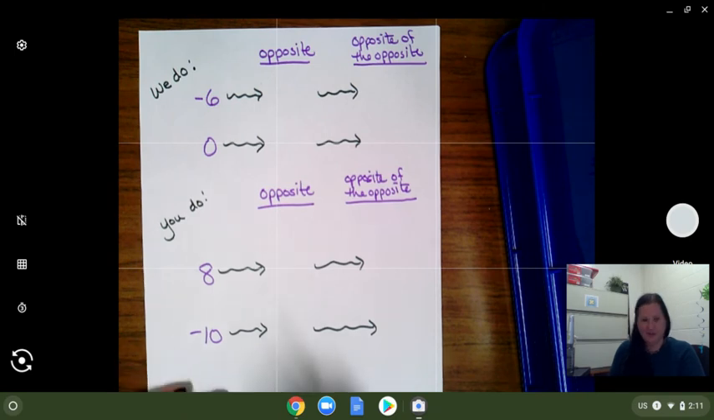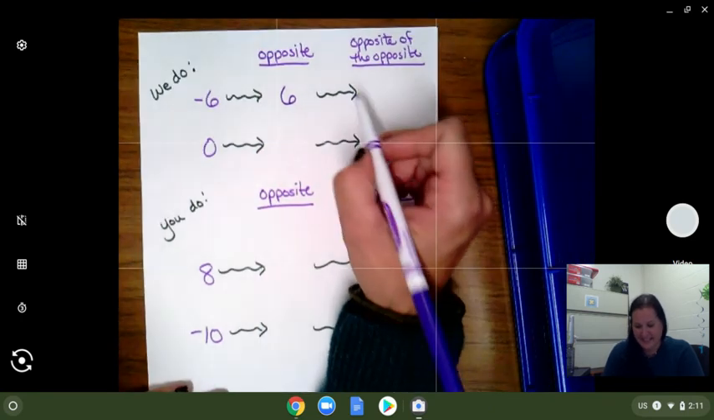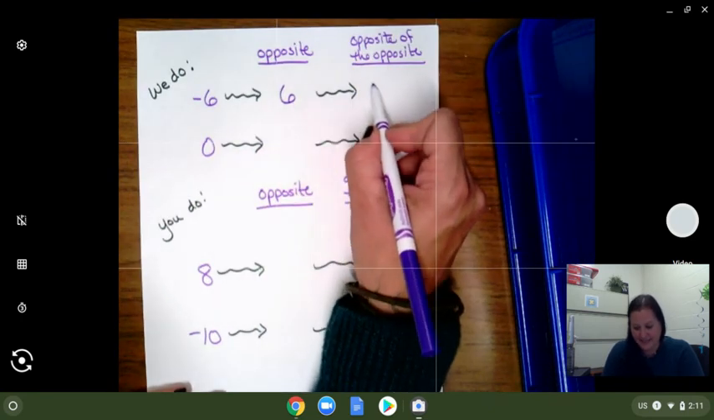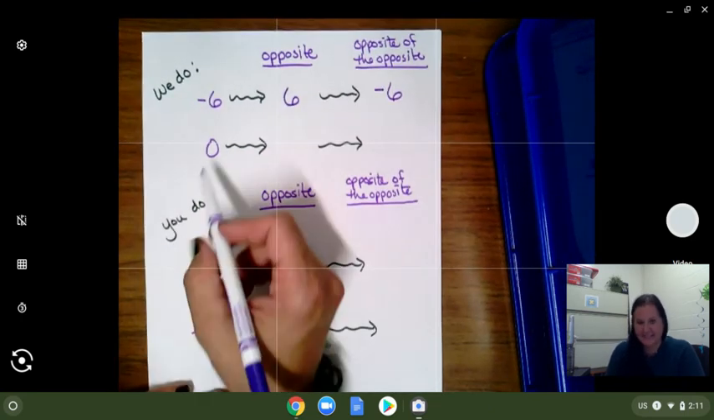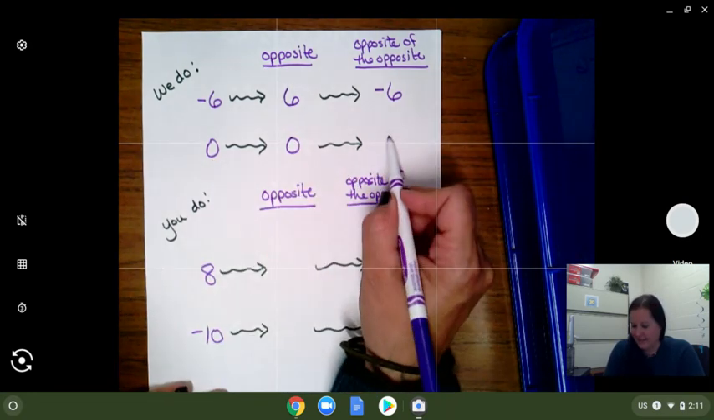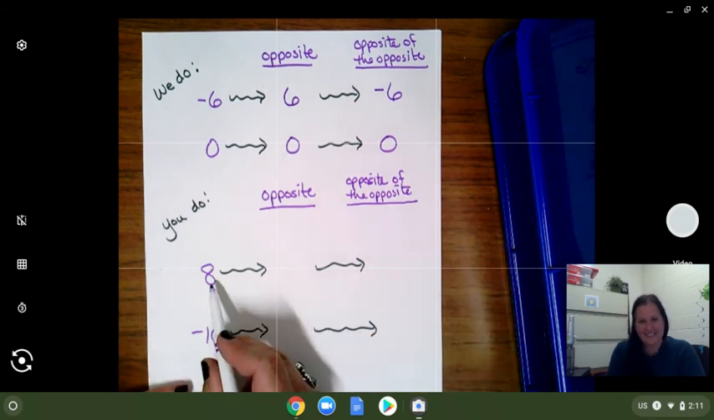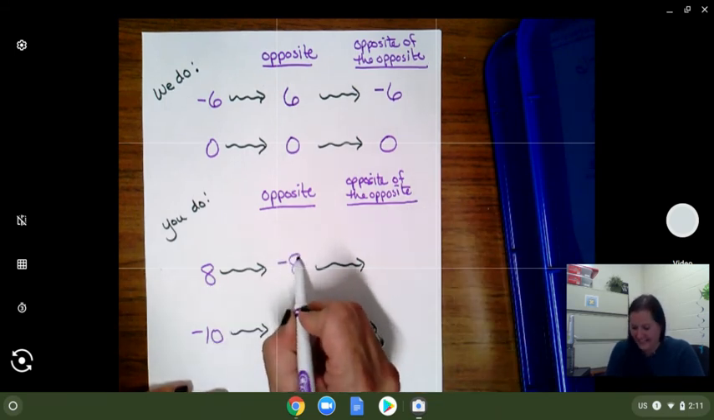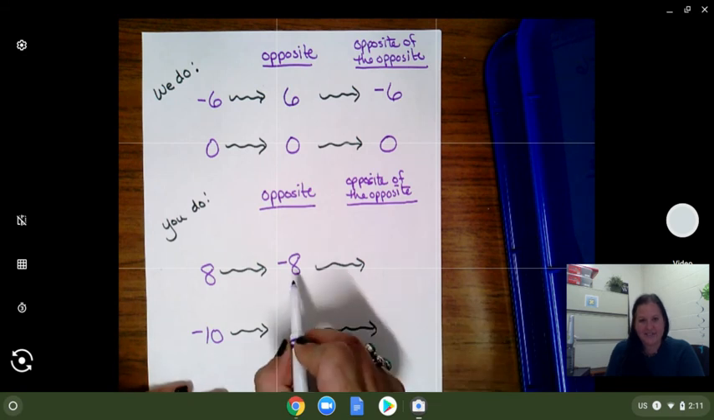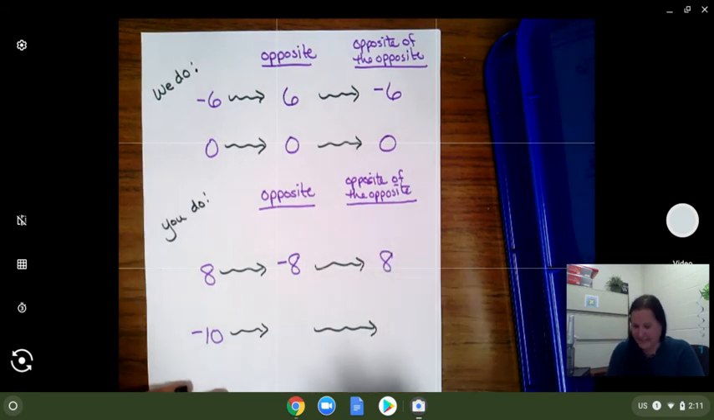All right, let's go over them. Opposite of a -6 is a +6. The opposite of a +6 is a -6. The opposite of 0 is just 0. And the opposite of that is 0 again. All right, then we have 8. The opposite of an 8 is -8. The opposite of this negative, the opposite of this opposite, is a +8.